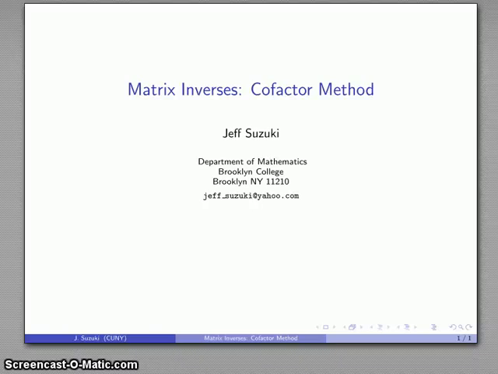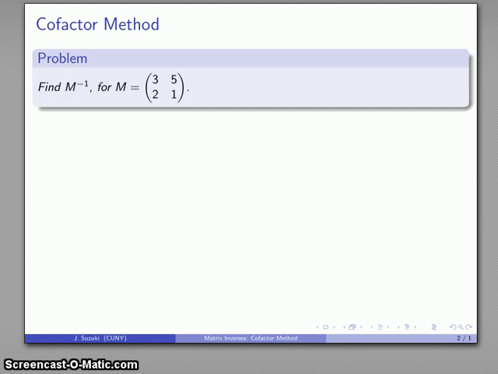So one of the things we have to be able to do is to be able to find matrix inverses. And there's a couple of ways of doing that, but probably the fastest in certain circumstances is what's called the cofactor method. And so that works as follows. So here I have this matrix, 3, 5, 2, 1, and I want to find the inverse of the matrix. So I can find that inverse using the following steps.